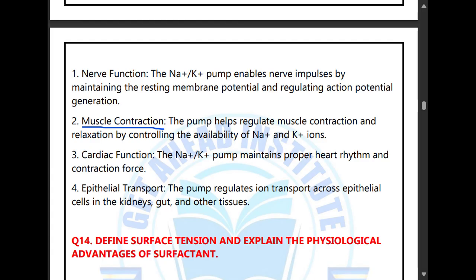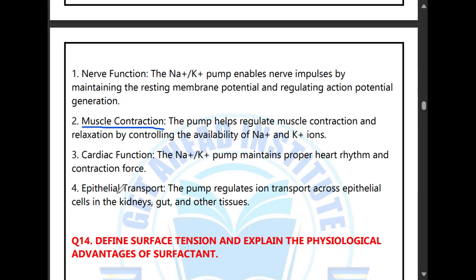Remember that when it comes to muscle physiology, as we are going to see in a few questions as we proceed, sodium and potassium both take part in muscle contraction. Because for the contraction of a skeletal muscle to occur, it first has to start from the beginning, and in the initial stage you'll find that potassium and sodium play a role. Also, when it comes to cardiac function, the sodium potassium ATPase pump maintains what? Proper heart rhythm and contraction force.